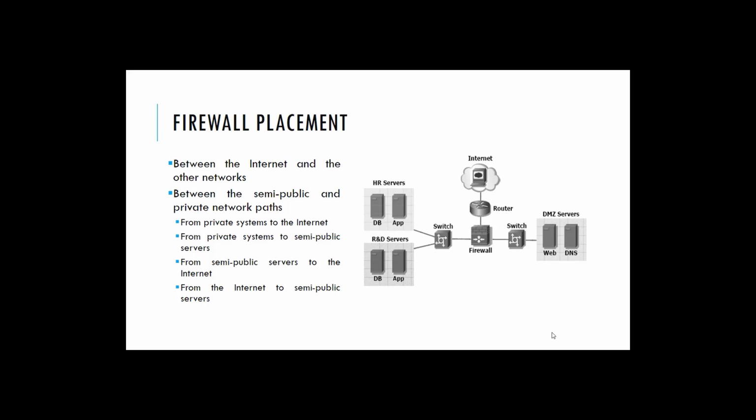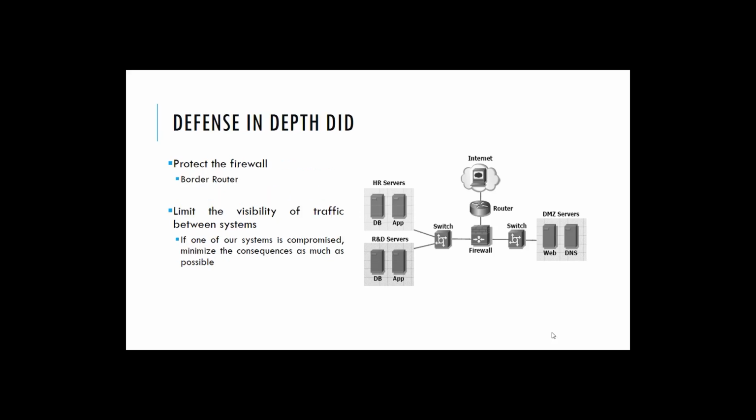It protects the traffic from private systems to the internet, the traffic from private systems to the semi-public servers, the traffic from semi-public servers to the internet, and the traffic from the internet to semi-public servers. It protects each of these paths by inspecting the traffic going from here to there and from there to here, for anything malicious or coming from an attacker.